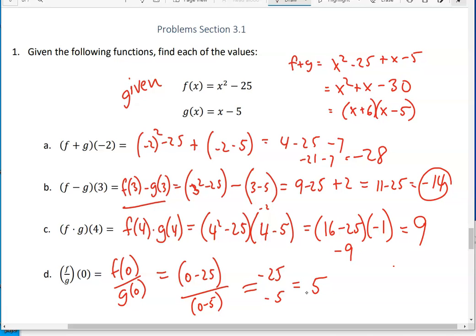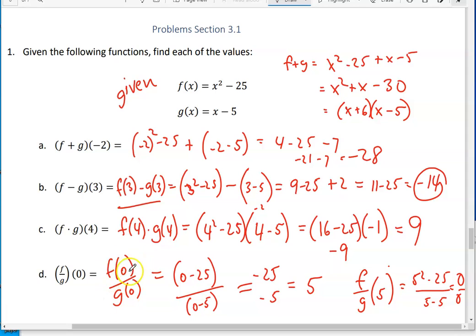But what if we did something perhaps a little more interesting? What if we did f over g of 5? What do I get? I get 5 squared minus 25 over 5 minus 5. Well, that gives me 0 over 0. You'd think I should be able to get 1, but nope. It gets close to 1, but then blows up. I cannot divide by 0. That was just a little extra.